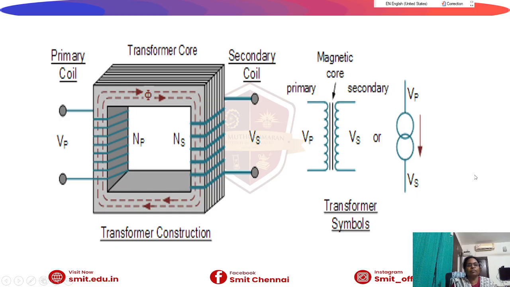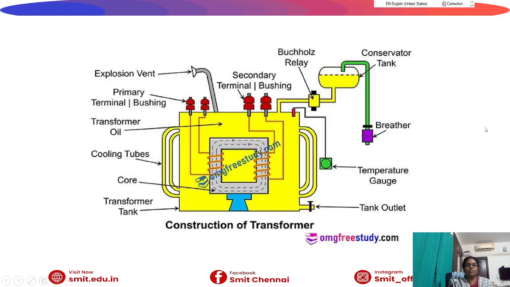This is the construction of the transformer, where we have the primary core and windings placed on the cores of primary and secondary. And we can see the number of turns on the primary as well as on the secondary. Depending upon the turns in the primary and secondary, a transformer can be classified as a step up or step down transformer.